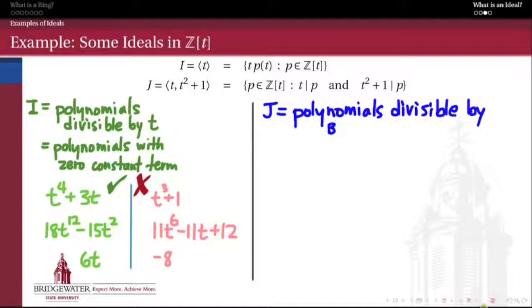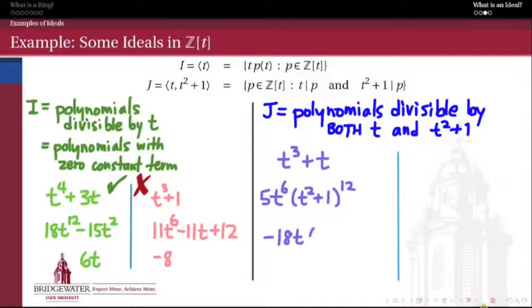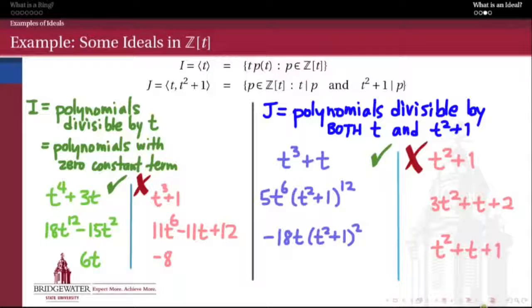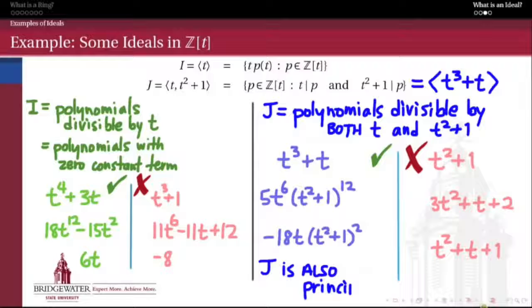Now let's look at the ideal J, which has these two different polynomials in it, t and t squared plus 1. So if we think of J as the set of polynomials that are both divisible by t and divisible by t squared plus 1, then t cubed plus t and anything which is a multiple of t cubed plus t will belong there. But anything which is not a multiple of t cubed plus t will not belong to J. So this, again, if we think of this as the intersection of the ideals generated by t and t squared plus 1, then that intersection is a principal ideal generated by t cubed plus t.